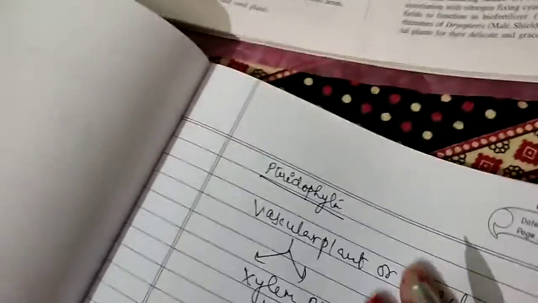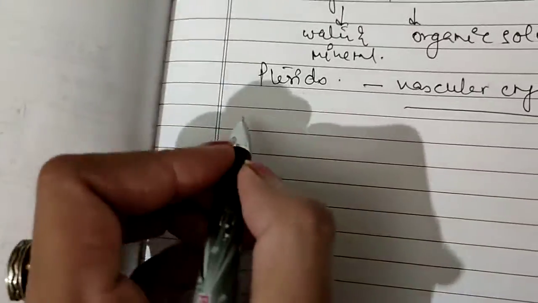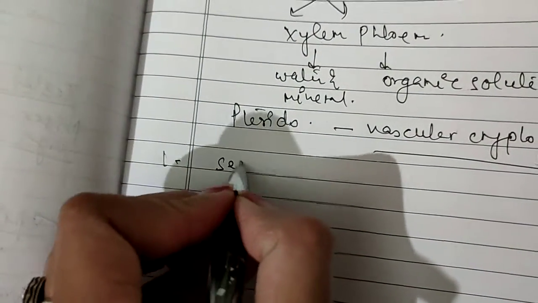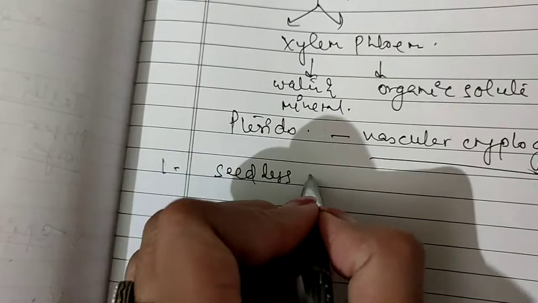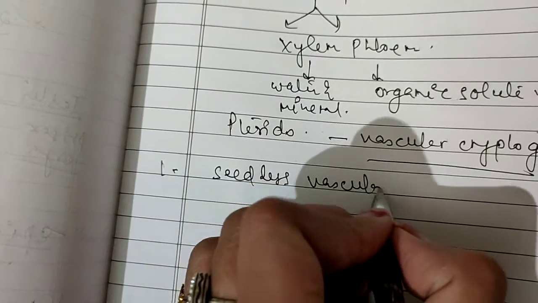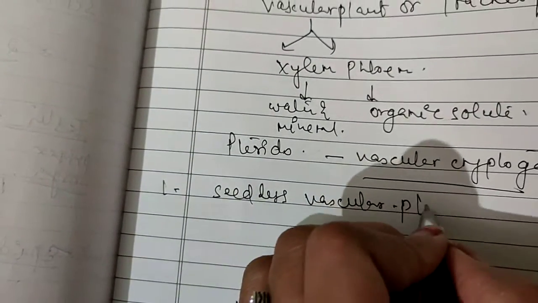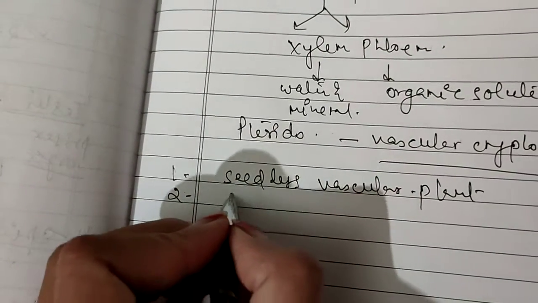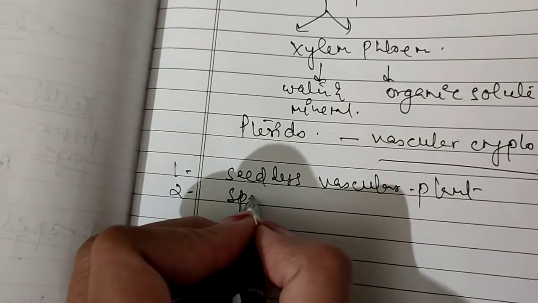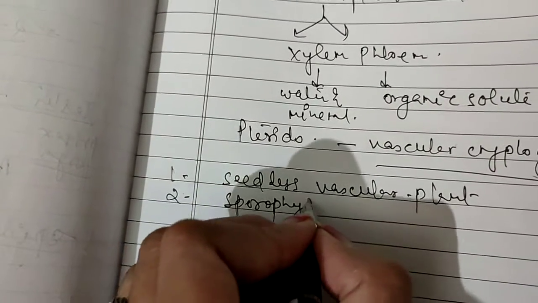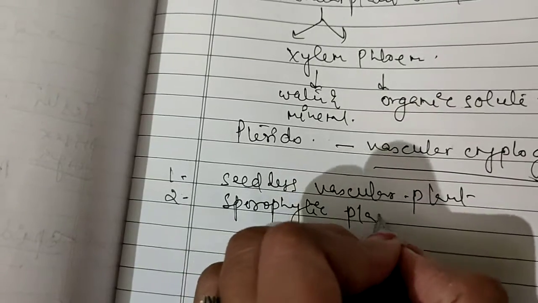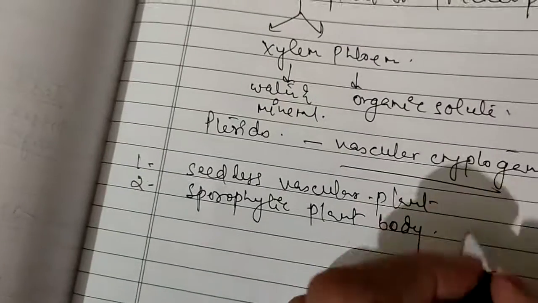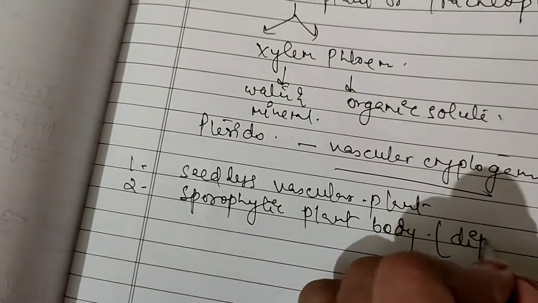So what are the different features of pteridophyte? The features are, they are seedless vascular plants. They have a sporophytic plant body, and this is very much important. Sporophytic plant body means diploid plant body.